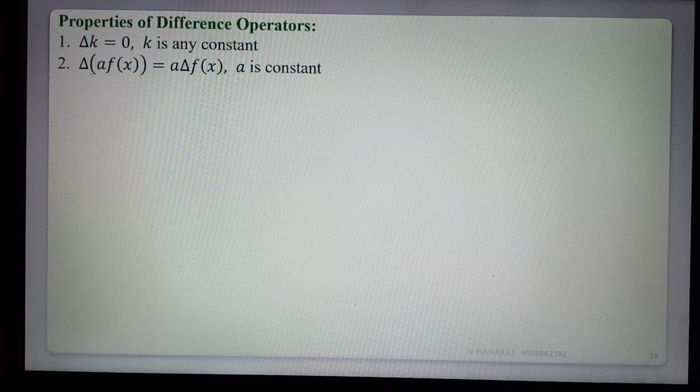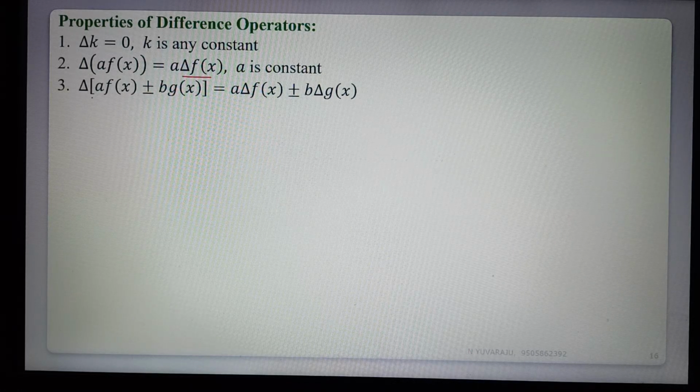Next, delta of a into f of x is a into delta f of x, where a is a constant outside of the differentiation. So delta of a into f of x plus or minus b into g of x is equal to a into delta f of x plus or minus b into delta g of x, where a and b are coefficients outside.